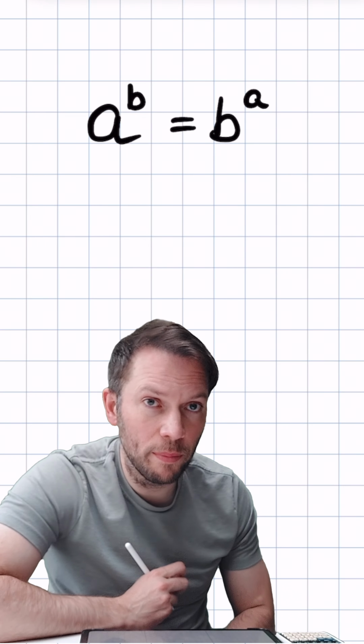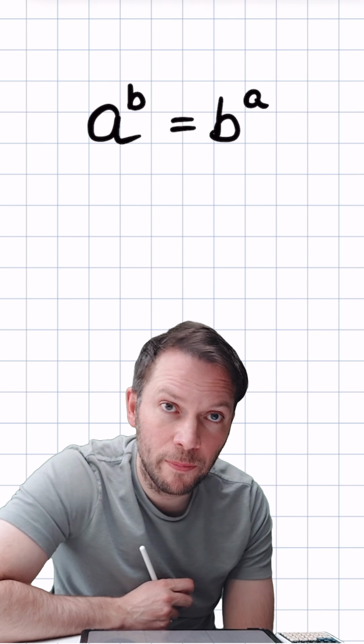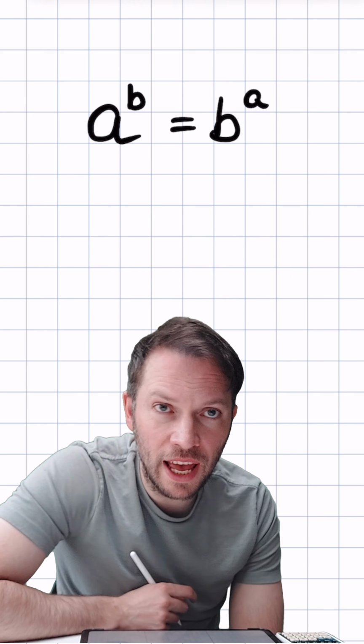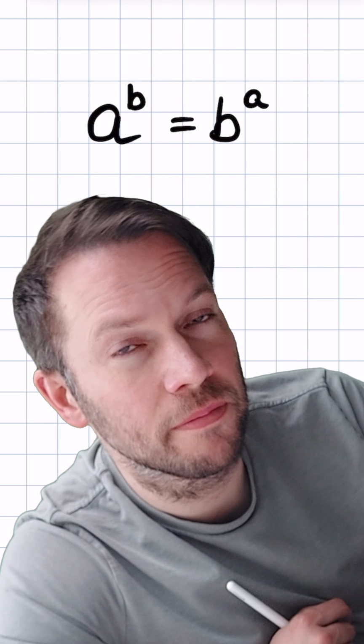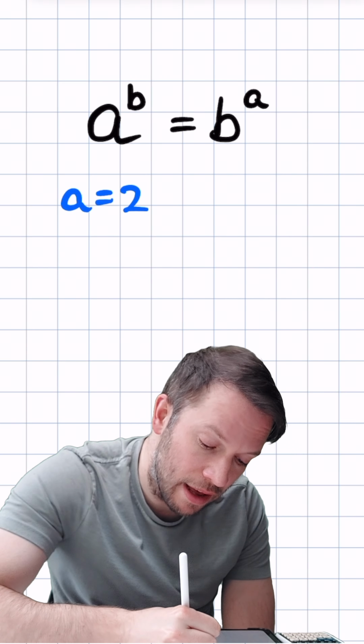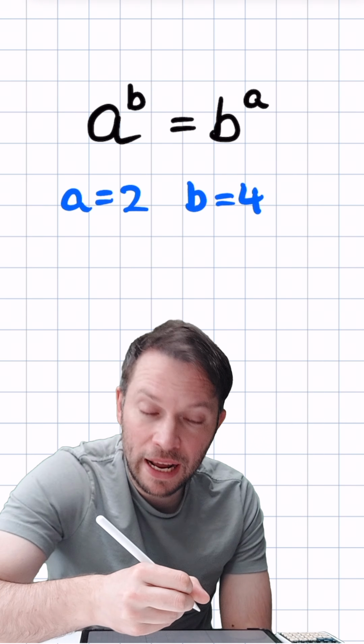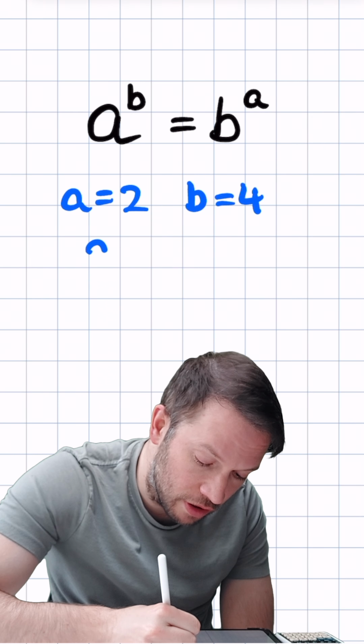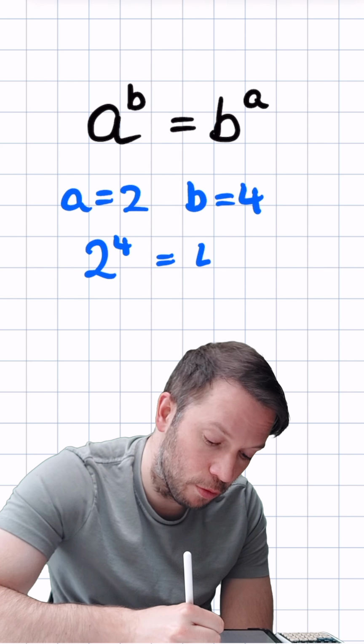Can you think of whole number solutions to this equation here? And you're not allowed to use the same value for a and b, because that would just be cheating. Now, have you thought of any? Well, if you made a 2 and b 4, or the other way around, then you end up with 2 to the power of 4 is equal to 4 to the power of 2.